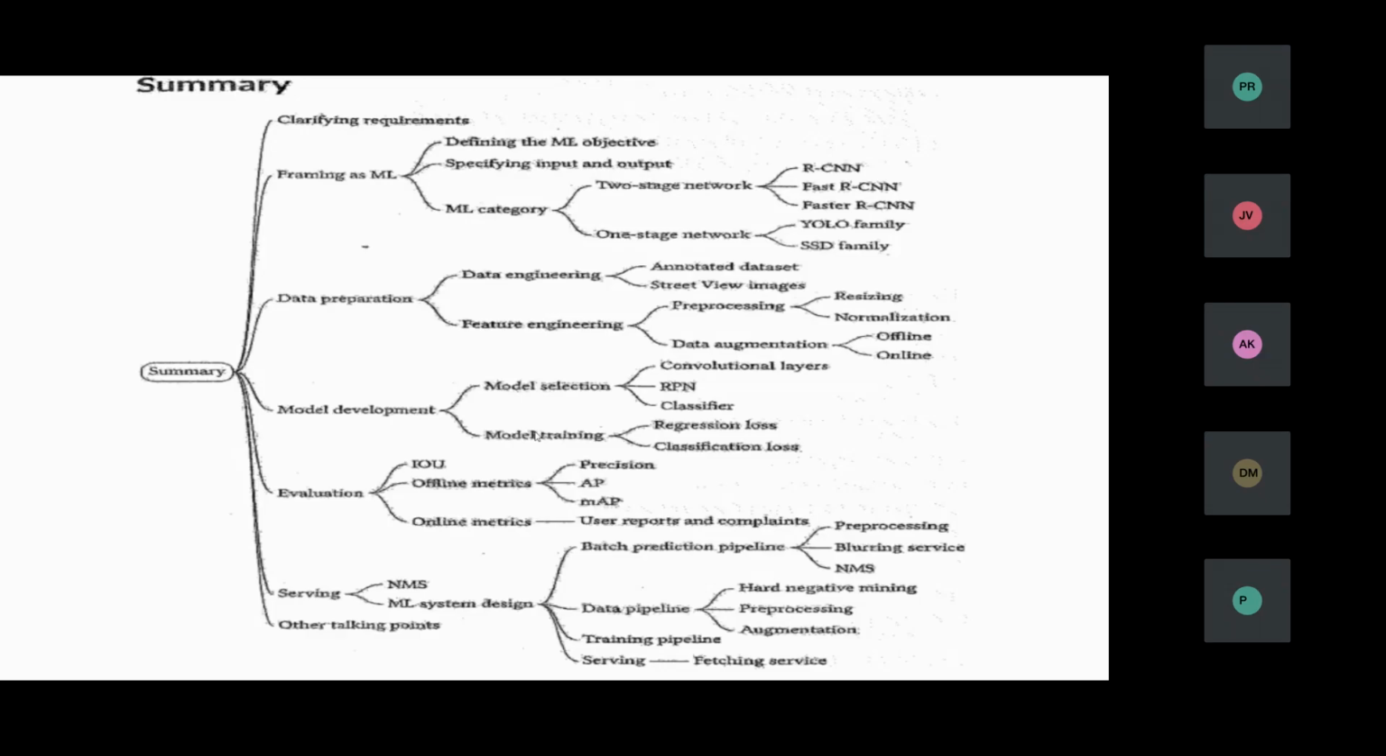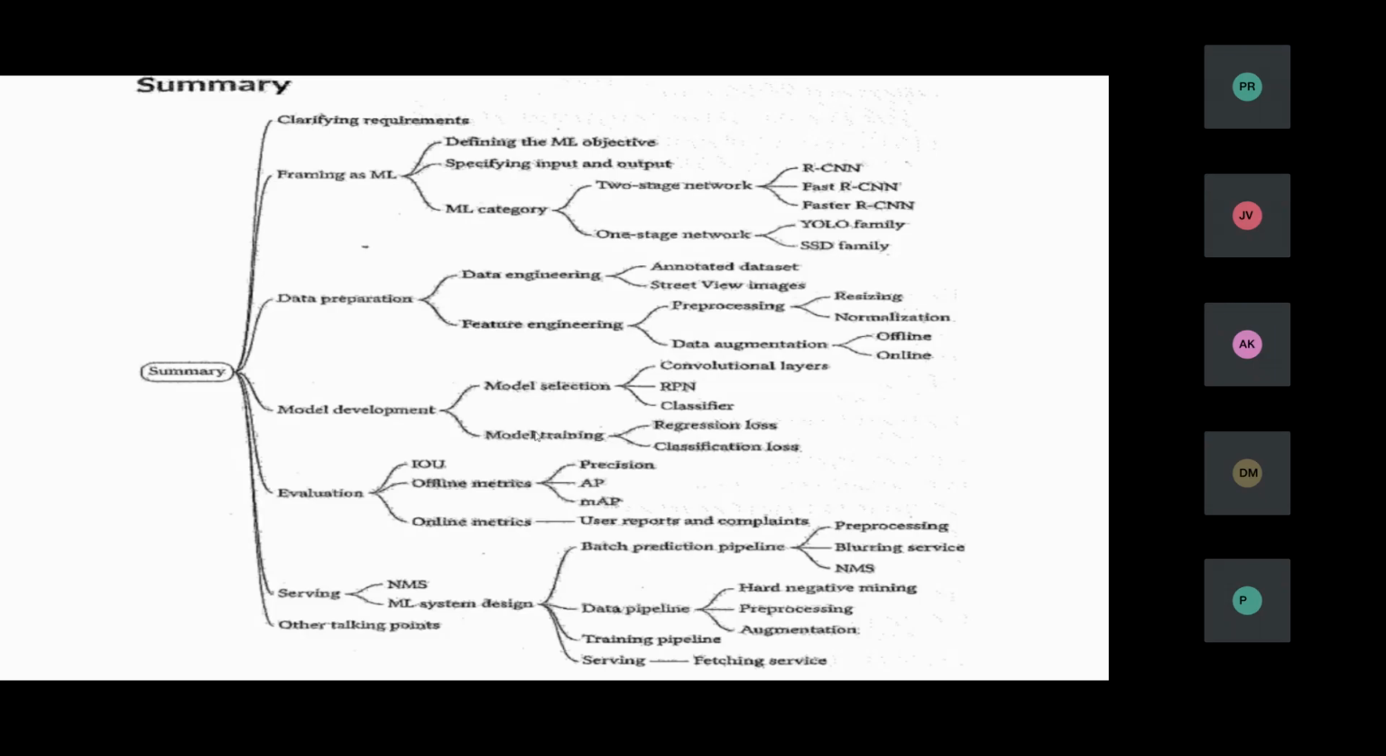Going further, we evaluated the whole model's performance. We discussed intersection over union, IOU, and depending on that concept, we discussed the offline metrics: precision, average precision and mean average precision, and we employed average precision as well as mean average precision for our offline metric. For online metrics, we relied on user reports, complaints or feedback.